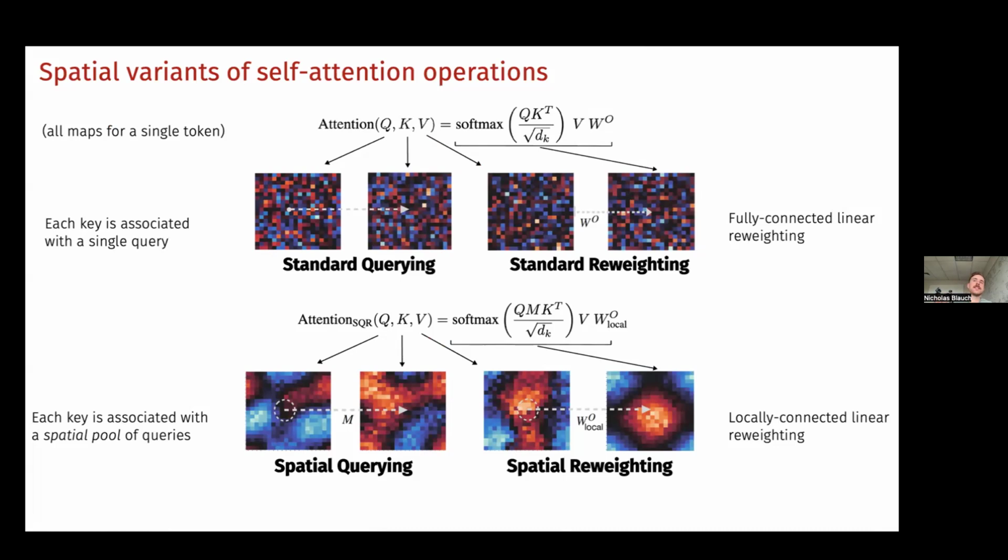There are actually a lot of variants we can do with the general idea of building a topographic organization, which I'm happy to talk more about. But this is the basic thing that we analyze in the paper, and we call this spatial querying. The second thing is this output reweighting matrix, WO, and what we do is convert that to a locally connected matrix, such that we introduce topographic organization between the values and the output of this whole equation. So this unit here gets to receive input only from this set of units rather than from the whole map.